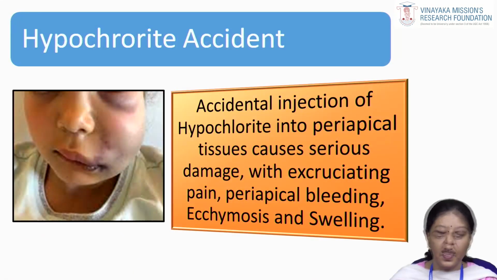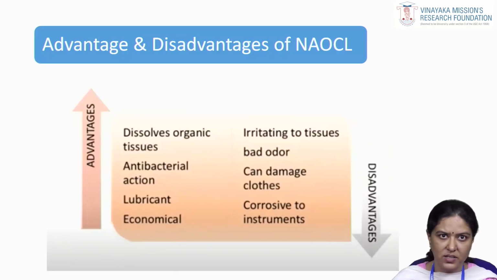Hypochlorite accident. Accidental injection of hypochlorite into periapical tissues causes serious damage with excruciating pain, periapical bleeding, ecchymosis and swelling. Advantages and disadvantages. Advantages: dissolution of organic tissues, antibacterial action, lubricant action and economical to use. Disadvantages are irritating to tissues, bad odor, can damage clothes and corrosive to instruments.